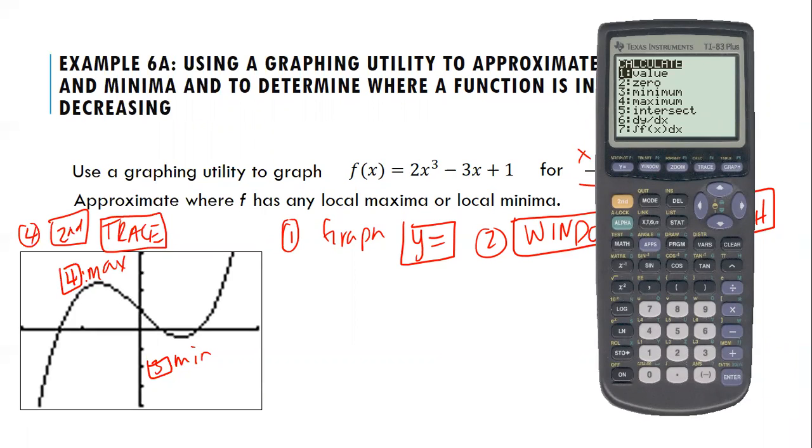You don't have to do this, but for me, I like to do it in order. So I like to do whatever's happening from the left to the right first. So from the left, I have my maximum first, right? So I'm going to find the maximum first. So I'm going to press 4 to get my maximum.